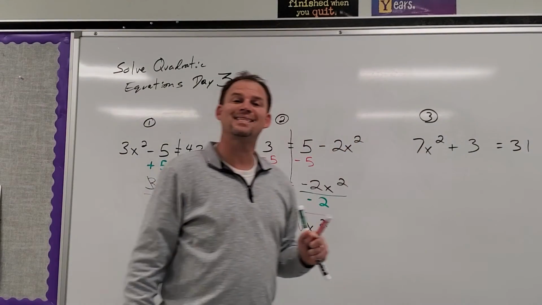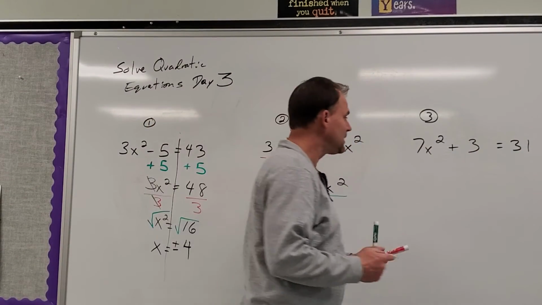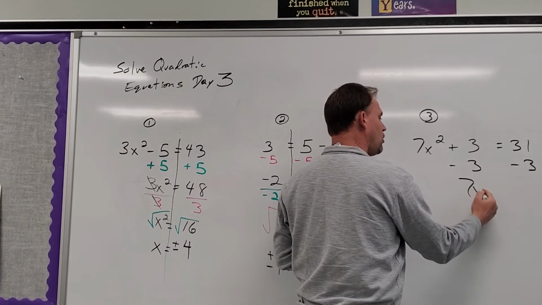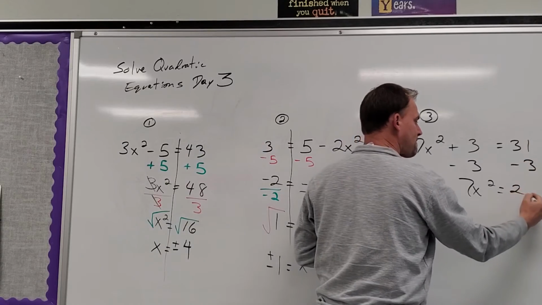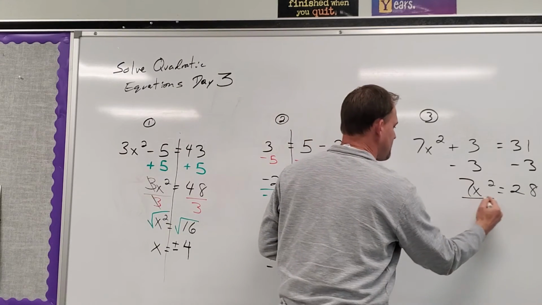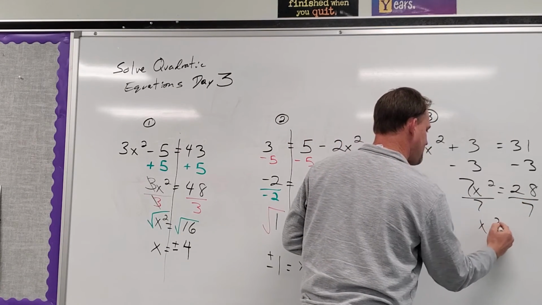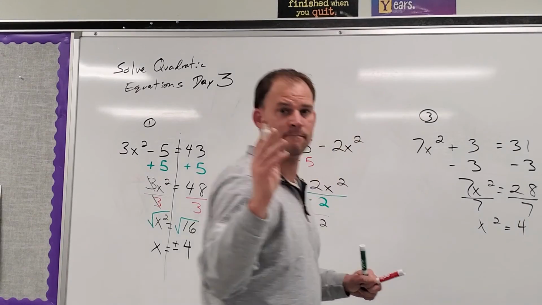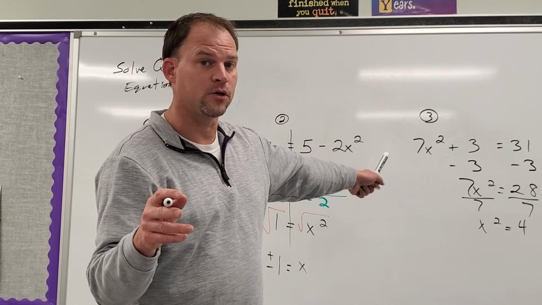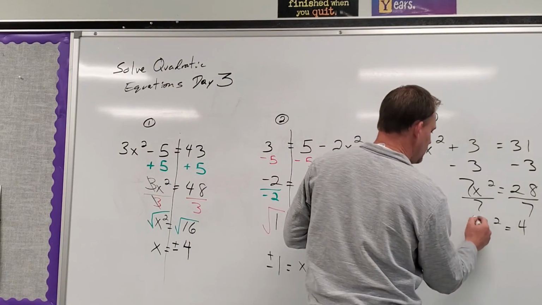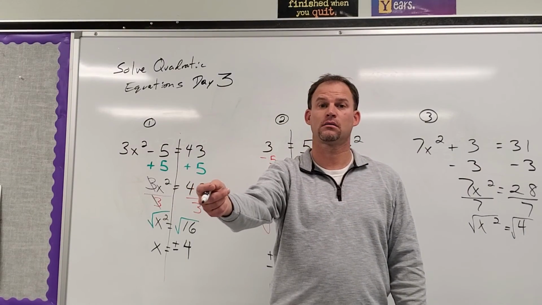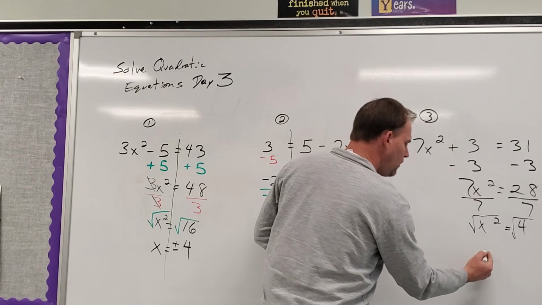Number 3. Unless you forgot, then very bad. Same steps. Get x squared by itself. Plus 3, subtract 3 on both sides. What's next? Very good. Finish this up. What am I going to do? Square root. Is 4 a perfect square? Sure it is. 2 times 2.